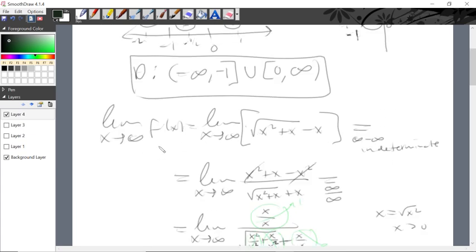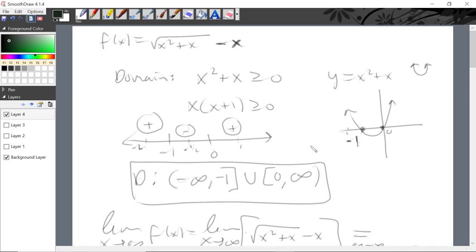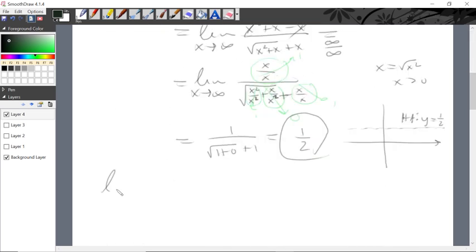As x goes off to infinity, the function is approaching the constant 1/2. This tells us the graph has a horizontal asymptote at y equals 1/2. And it approaches it as it goes to the right. It's either approaching it from below or from above, but it certainly has a horizontal asymptote. Does the function also approach that asymptote to the left? Well, let's take the limit as x goes to negative infinity to find out.